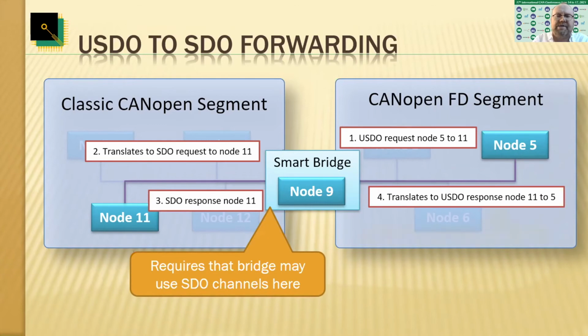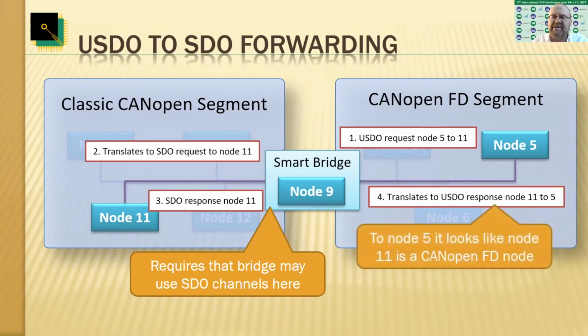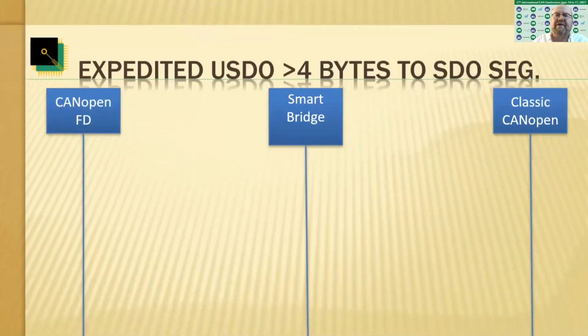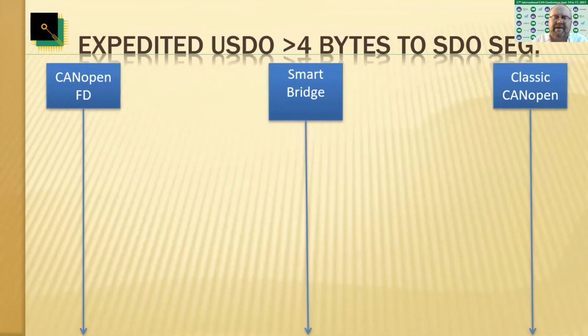So this works fine and easily if we can do it with expedited transfers on both sides, meaning that the maximum data size we transfer also on the FD side is not bigger than 4 bytes. Now, if we use more than 4 bytes, it gets a little bit complicated, but manageable. We have implemented a prototype to show that. And here the smart bridge actually needs to do some buffering.